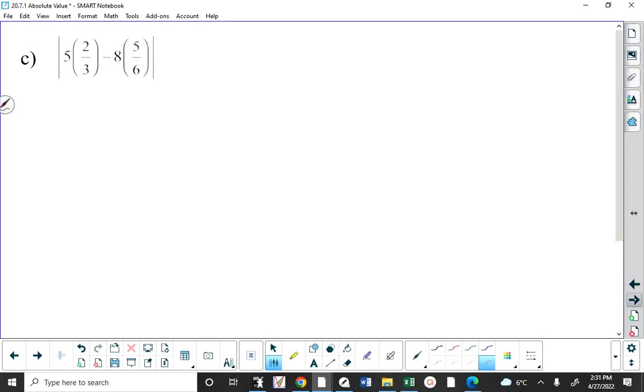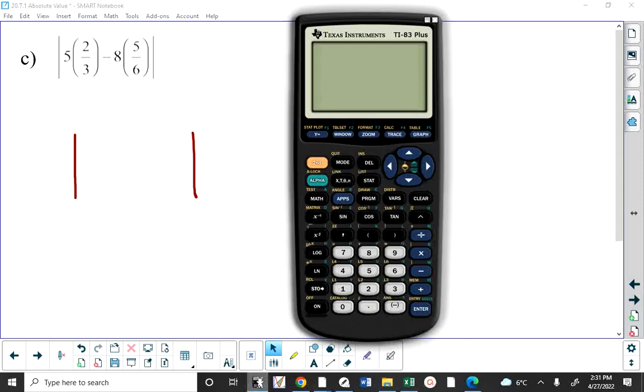Speaking of using the calculator, why don't we just take a break and use our calculator? Let's calculate with the calculator what's inside of here. What's inside of the absolute value signs? Which means I have to take 5 times 2/3 and subtract 8 times 5/6.